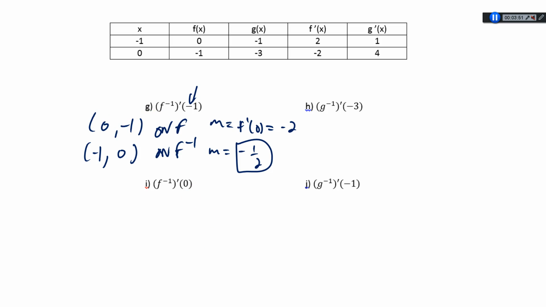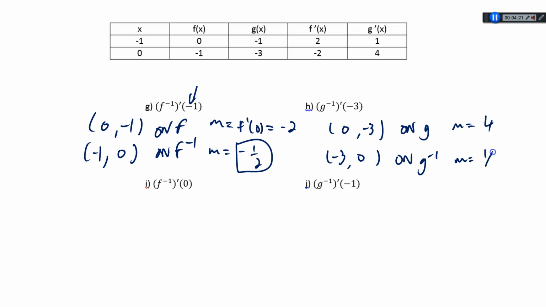Okay, if you haven't noticed, these are the problems from the Rainbow Review. So g inverse prime of -3. So some point is on g, some point is on g inverse. I'll find the slope at each point. So we know -3 is the x coordinate of g inverse, so that's the y coordinate of g. So I'm looking for -3 in the g of x column. There it is. That happens at 0. So my slope at (0, -3), it looks like, is 4. So it's going to be 1/4.